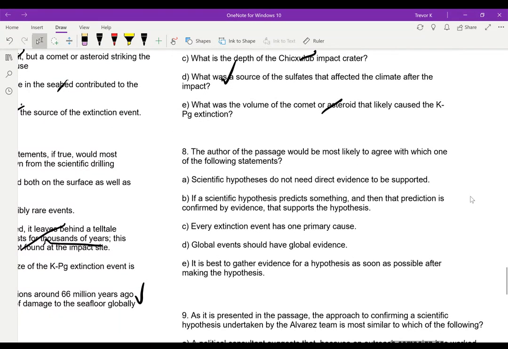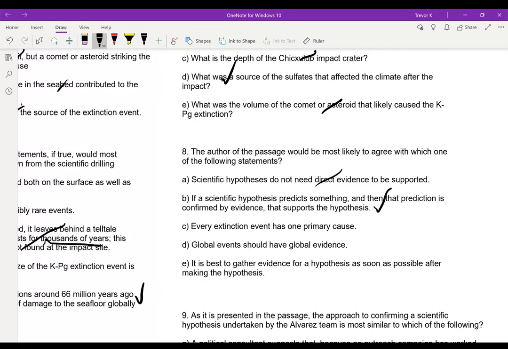The author of the passage would be most likely to agree with which one of the following statements. So this is when we have to really think about the author versus the scientists who are mentioned. They seem to mostly agree on everything. I don't get the sense that they're at tension with Luis and Walter Alvarez, and they seem to support their work. So let's just go with something that's supporting their work. Scientific hypotheses do not need direct evidence to be supported. That seems really strong. A scientific hypothesis predicts something, and then that prediction is confirmed by evidence. That supports the hypothesis.